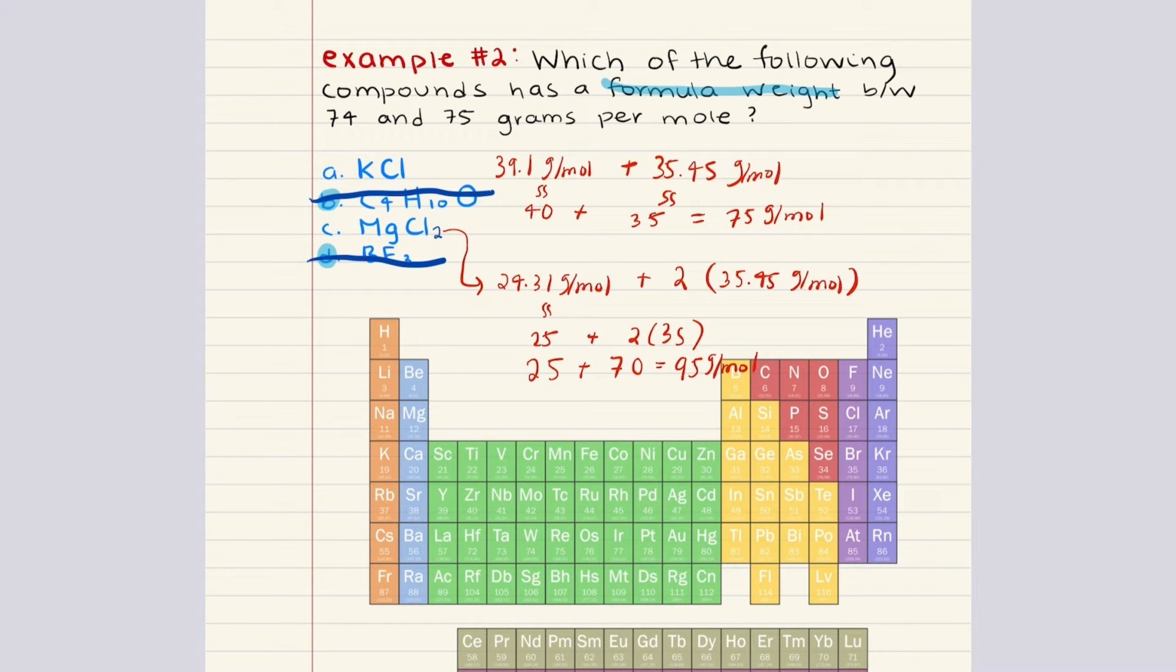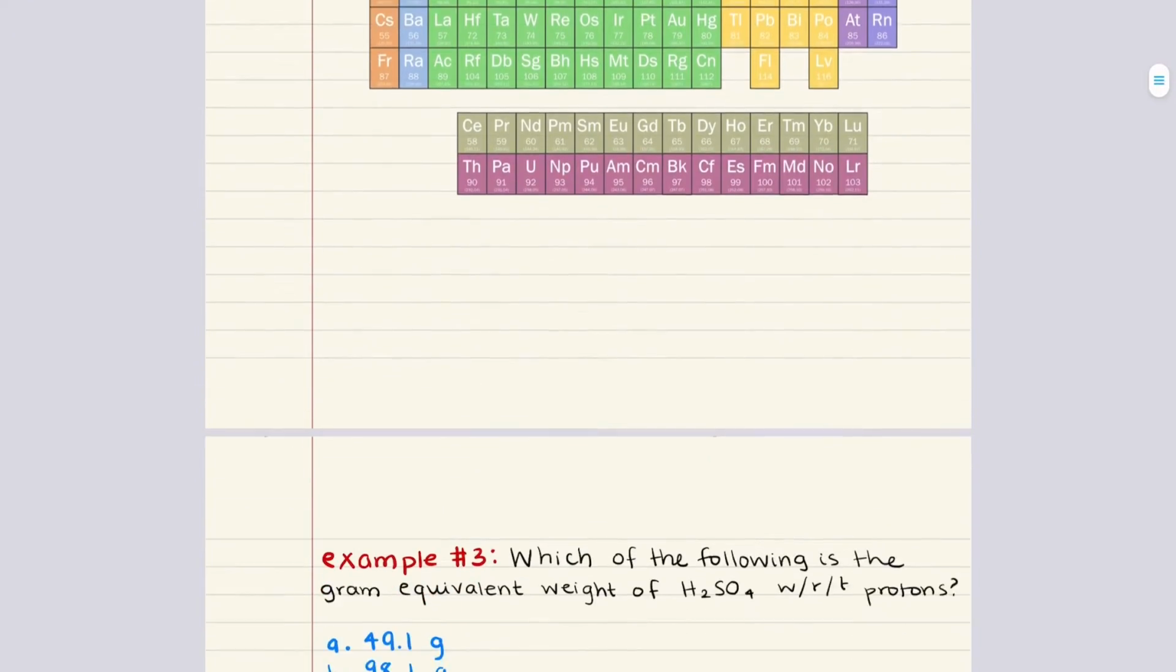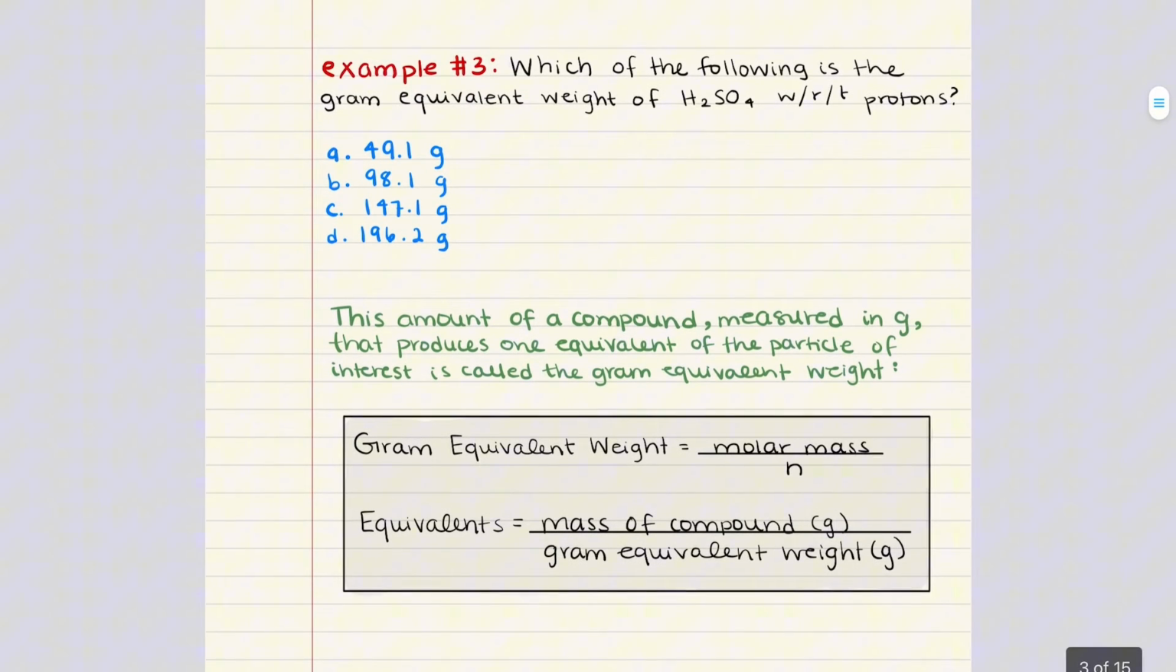So we have 75 grams per mole for potassium chloride and 95 grams per mole for magnesium chloride. Which one of these compounds has a formula weight between 74 to 75 grams per mole? That is going to be potassium chloride. So the correct answer for problem 2 here is going to be A. Let's move on to problem 3.